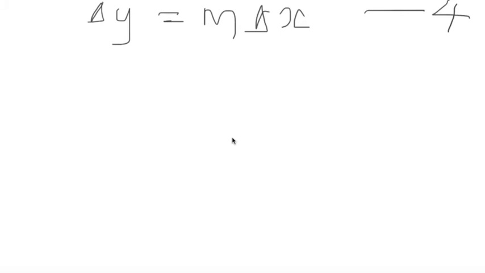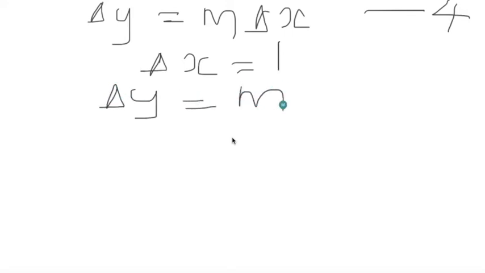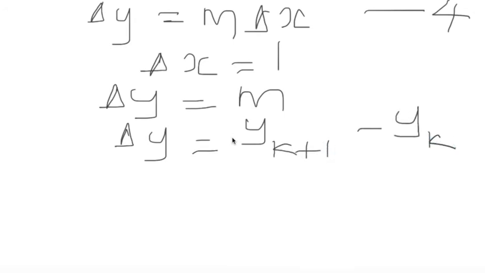In case of a slope value less than or equal to 1, you are going to sample at unit intervals, so the value of delta x is equal to 1. From both these equations, you get delta y is equal to m. Then we know that delta y can also be written as yk plus 1 minus yk, where k starts from 1 for the first point and increases by 1 each time till the final endpoint is reached.